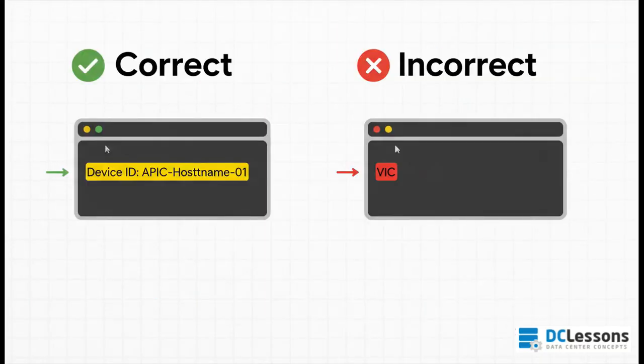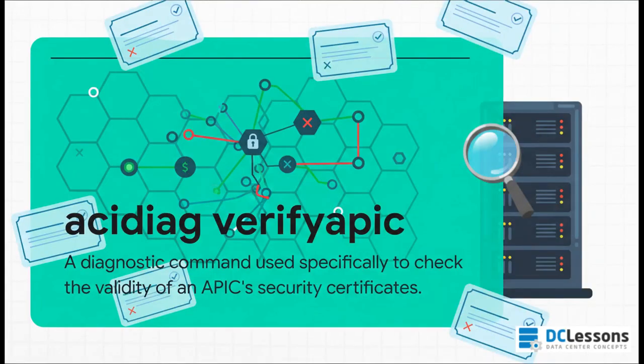To answer that, you're going to log right into the leaf switch itself and run show lldp neighbors. You should see the APIC listed there. But here's the key detail, the thing you have to look for. Check the device ID. It should show the APIC's actual hostname. If you see something generic like "vic", that's a telltale sign that there's a hardware configuration issue on the APIC that's messing up discovery.